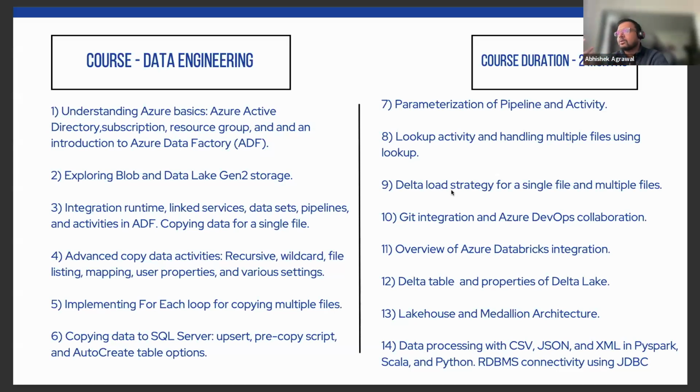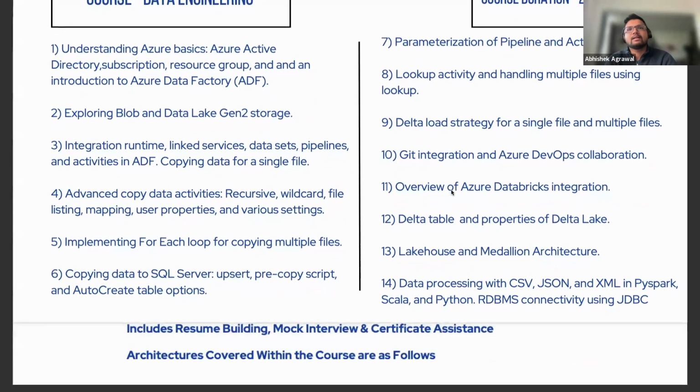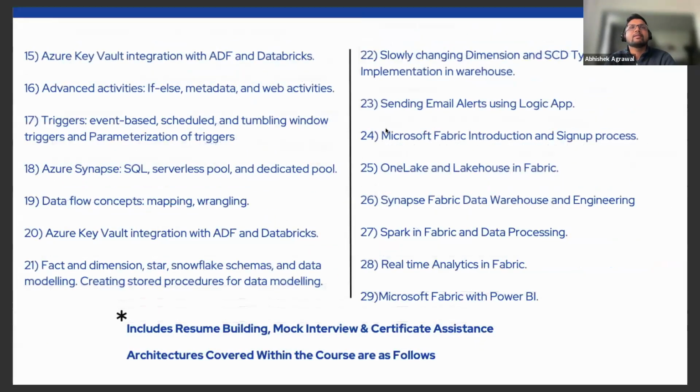Then we will cover Git integration. The people who are not aware about Git and Git integration, I will teach you Git. What is Git, that I will teach you. How to integrate the data factory with Git, that I will teach you. And then I will teach you about Databricks and Medallion architecture, the Lakehouse architecture. And then we will cover how to process different kinds of file formats in CSV, JSON, and XML. Then we will cover the different if else activity, metadata activity, right?